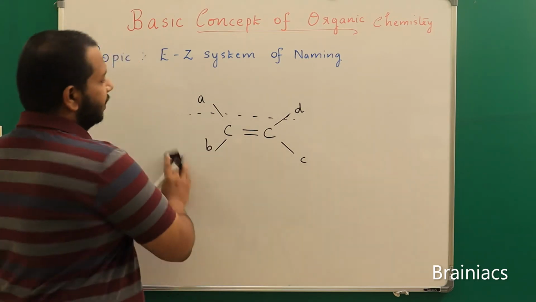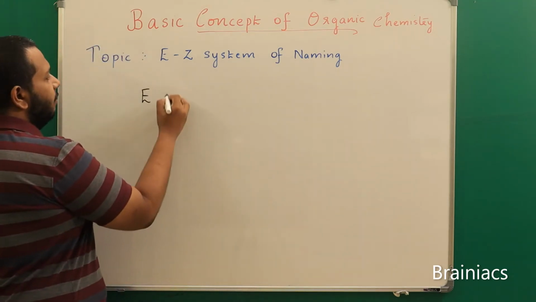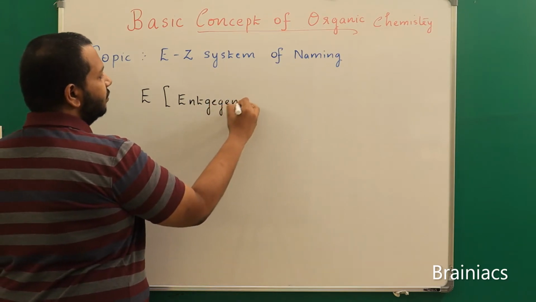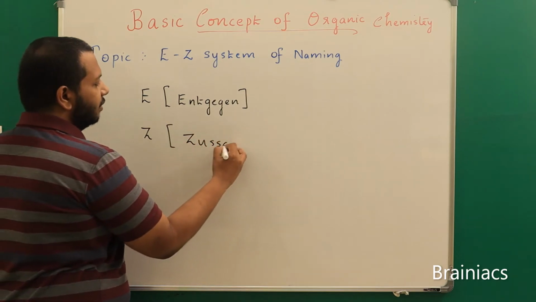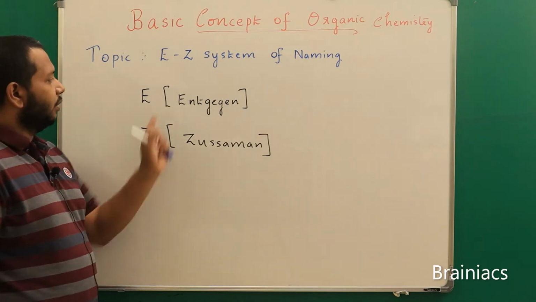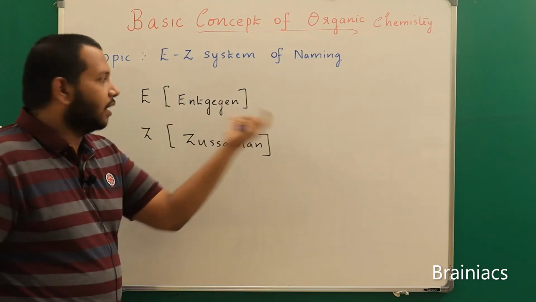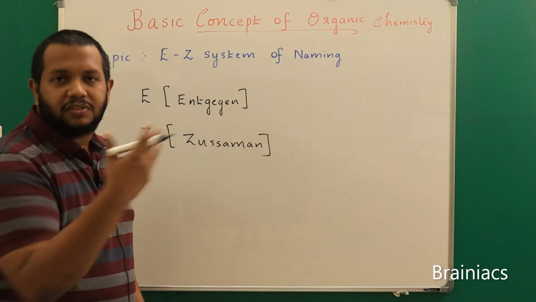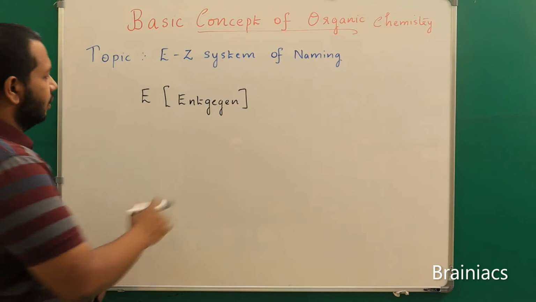Okay, let's see that. What does E stand for? E means entgegen, and Z stands for zusammen. So E for entgegen and Z for zusammen. Now, when you designate a particular system as the E system, that is what I am going to explain next. So I am rubbing out Z, and I am just going to explain the E system.